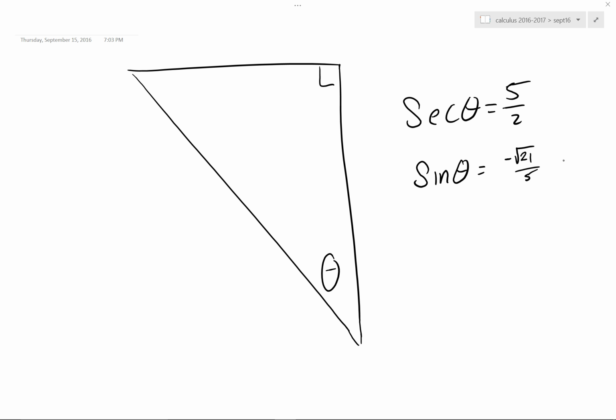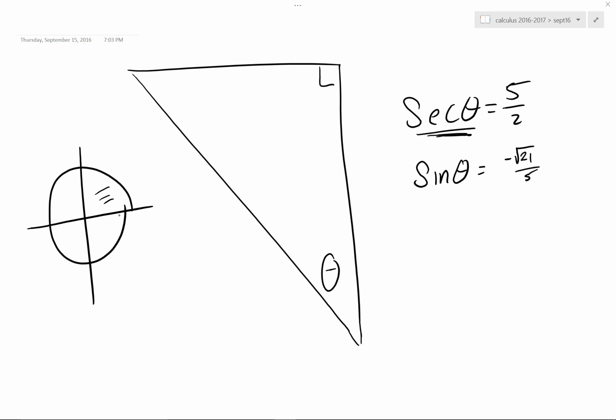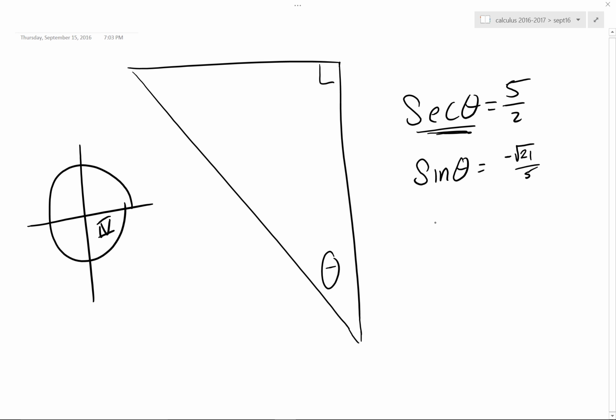Think with me, people. Secant is cosine, yes? The cosine, you see, is positive. That means we're either here or here. That's our only choices. Oh, but our sine is negative, meaning we are down here in the quadrant numero quattro, meaning theta lies somewhere between 3 pi over 2 and 2 pi.